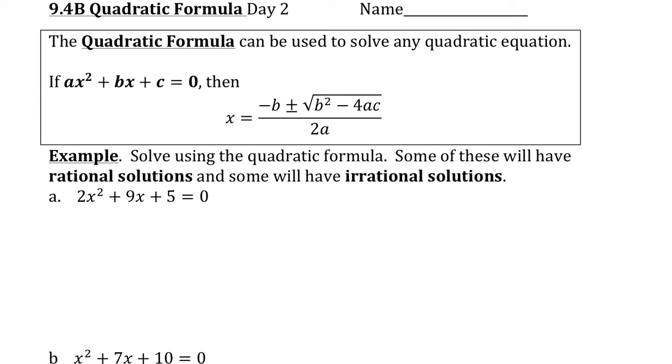Okay, so we're going to solve this using the quadratic formula just like last class. We're going to go ahead and identify a, b, and c. A is 2 because it's the coefficient of x squared, b is 9, and c is positive 5. Okay, then I'm going to go ahead and plug it into the formula. Since we're trying to find x, it will be x equals.